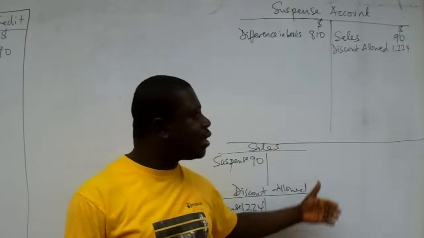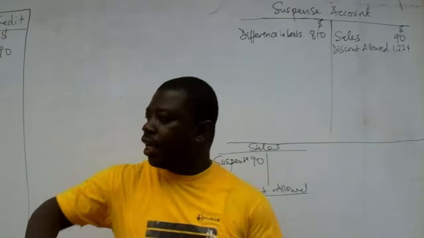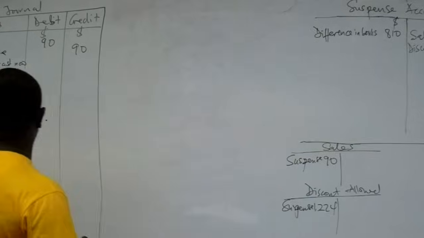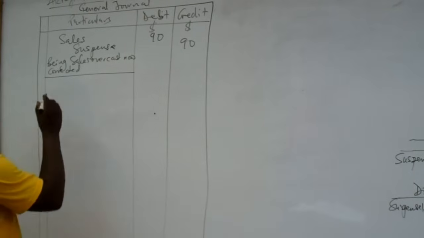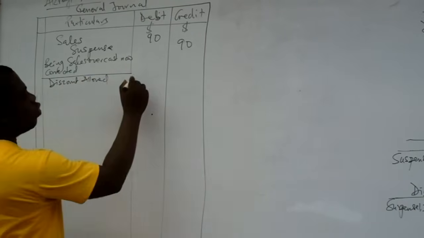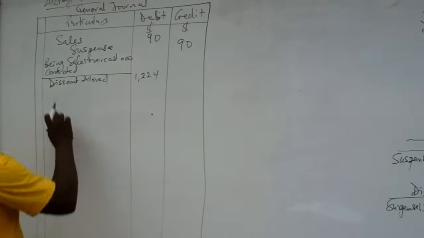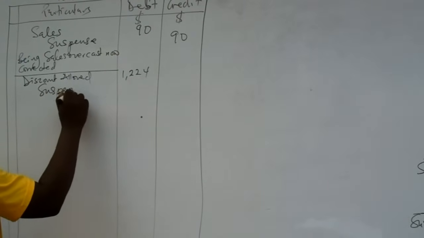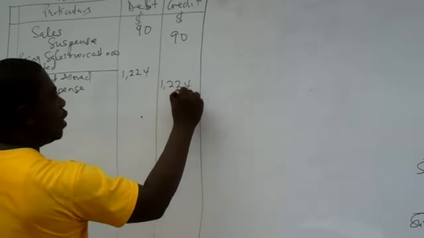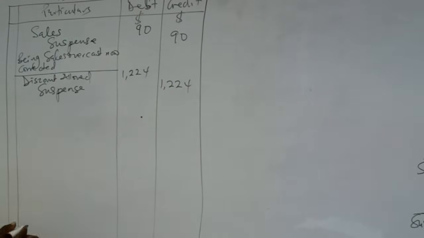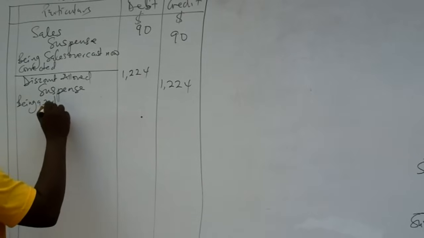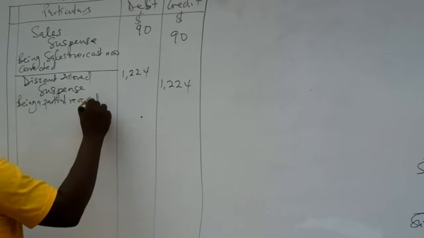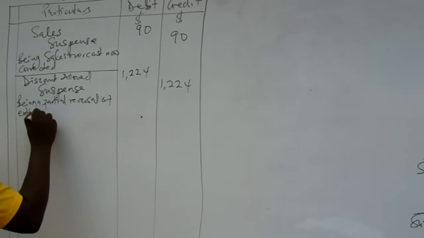After doing this, the next thing is that we have to transfer what we have done into the general journal. So we come back to the general journal. Because it was discount allowed that received the debit entry, we write discount allowed first. So 1,224 on the debit. And then we slant it again and write suspense, 1,224. And then we narrate: this error is a partial reversal of entry. Now corrected.